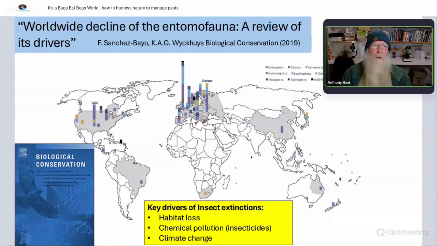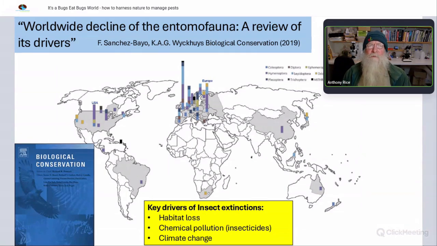But if you look at where these particular studies were carried out, most of them are in Europe. And Europe has a highly disturbed landscape. It's one of the most densely populated regions of the world. The countryside is mostly disturbed by urbanization and agriculture. So it's not surprising that the majority of studies have found that.